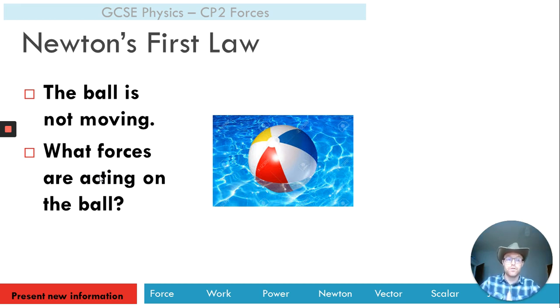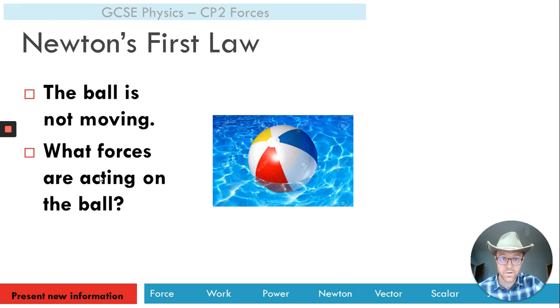Okay, Newton's first law. We've got a ball, it's floating on the water. The ball is not moving. What forces are acting on the ball? I'm going to go through it, but you might like to pause the video and draw what forces are acting on the ball or in the water. You can pause the video now.